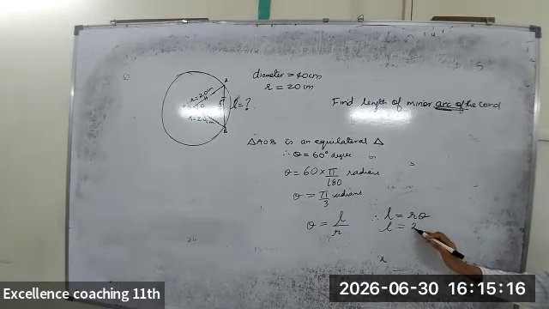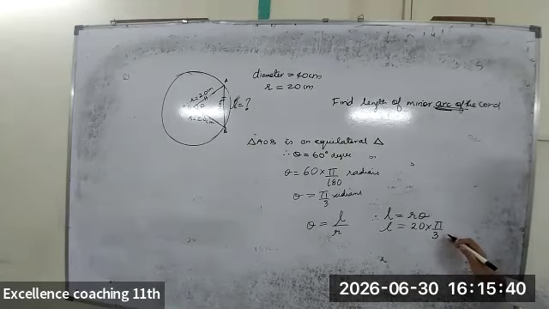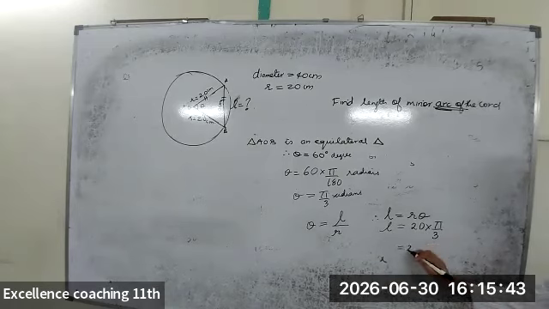R is given to us as 20 and theta is pi by 3. So pi, if you want, you can write it as 3.14 also, and then multiply. Pi by 3, no? 22 by 7 you took. So this you can write it as 20 pi by 3.